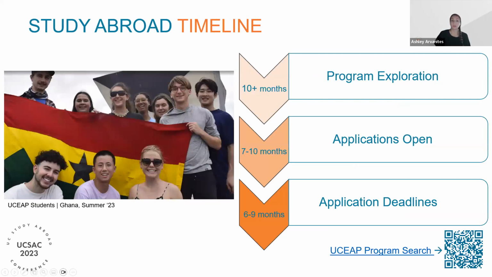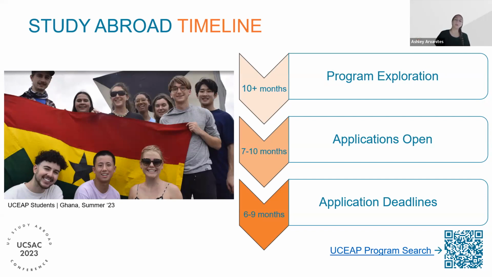In general, students should start exploring and researching program options at least 10 months before they want to study abroad, but they can start even earlier. The earlier they start, the more options they will have available to them. Incoming freshmen and transfer students can start thinking about how study abroad fits into their academic plans even before they're on campus. Check out the program search tool link or QR code on the bottom right to start exploring our program offerings.